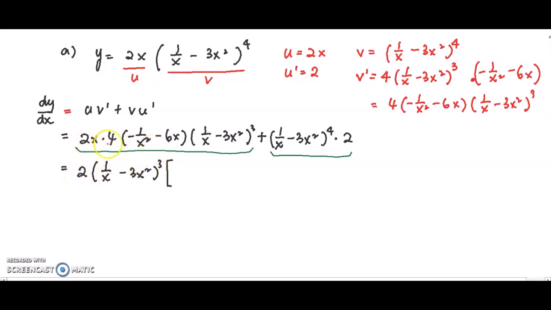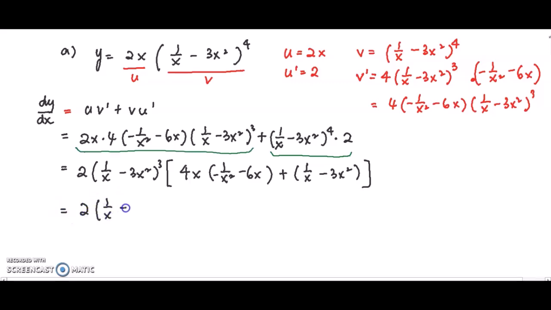You factor out the 2, you factor out the 1 over x minus 3x squared power of 3. What you are left with here is just 4x, multiplied by negative 1 over x squared minus 6x. Plus, this is our second term. For the second term, take out the 2 and 1 over x minus 3x squared power of 3. What you have is 1 over x minus 3x squared power of 1 only. So what you need to do now is just simplify what is inside this bracket.